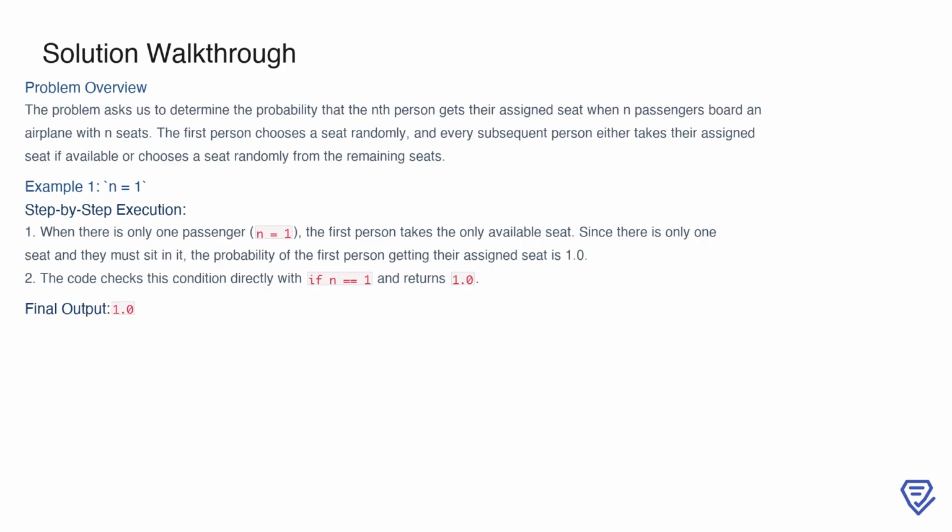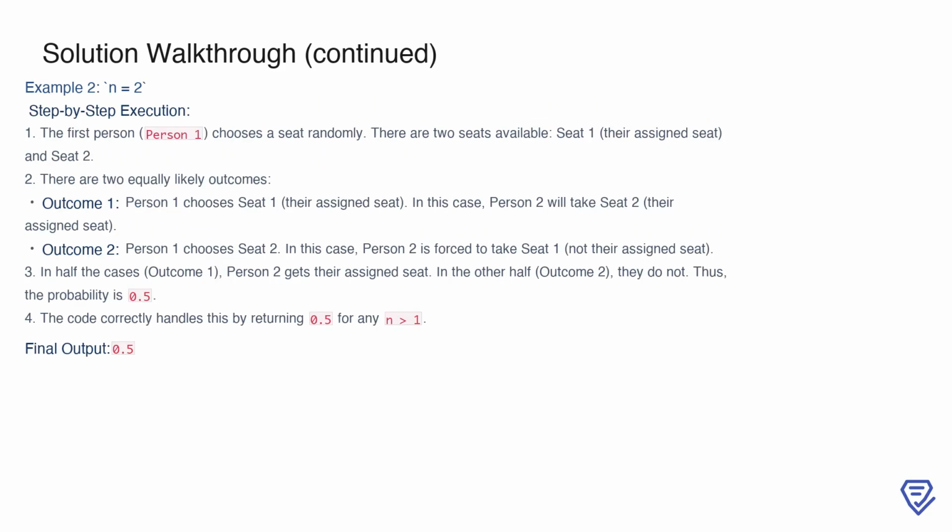This is straightforward because there's no randomness involved when there's only one passenger. Now let's analyze the case where there are two passengers, n equals 2. The first person, person 1, chooses randomly between the two seats, seat 1, which is their assigned seat, and seat 2. There are two possible outcomes here.